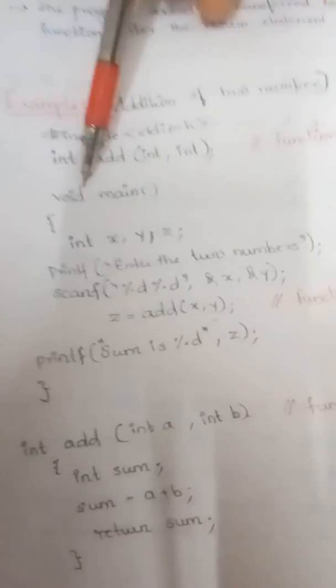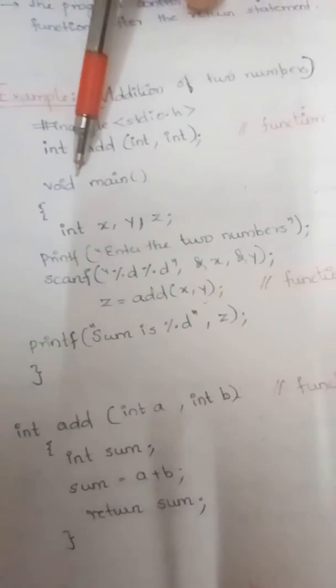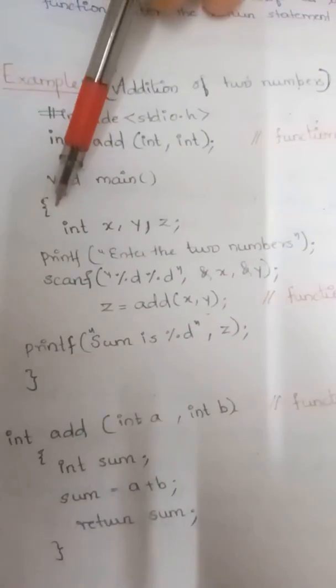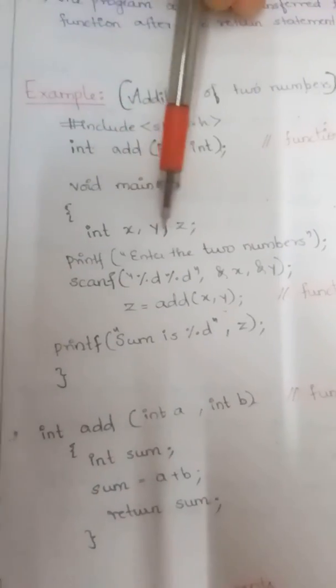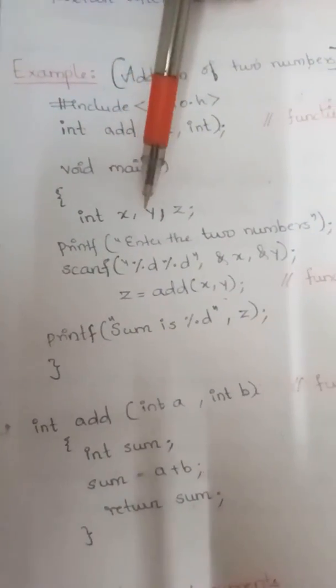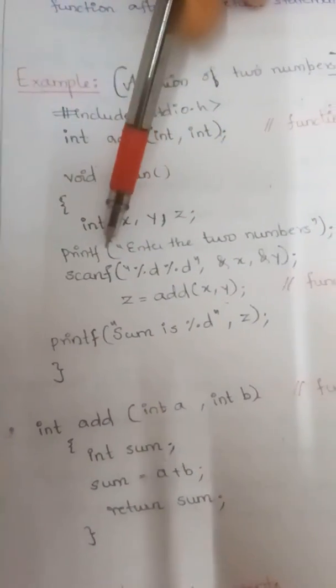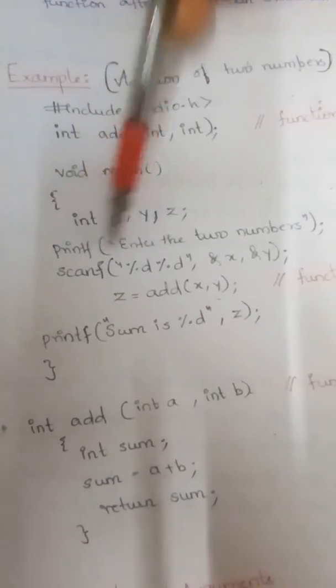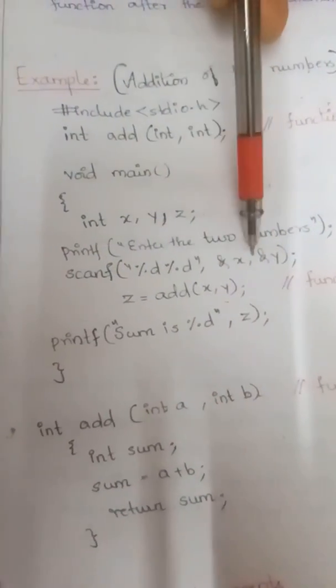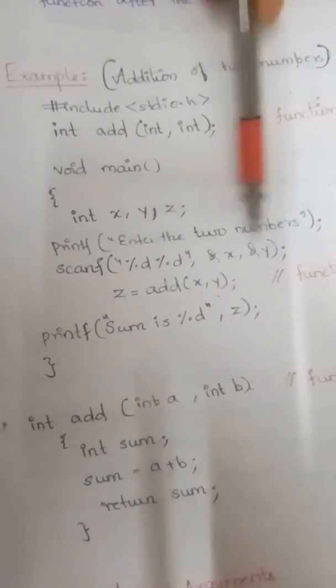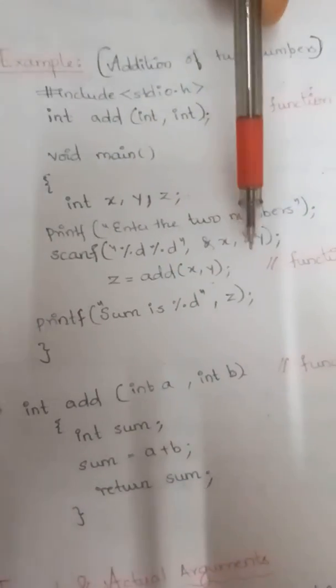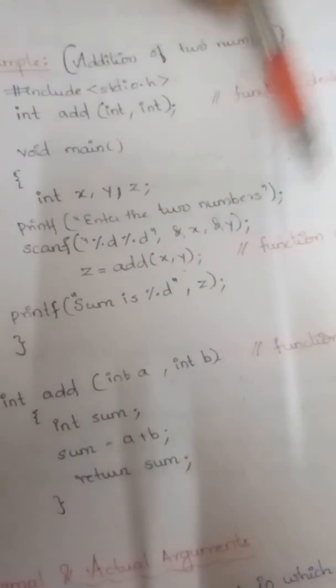Then you are using your main function, open your curly braces, and you're declaring the variables that are necessary. I am giving x, y, z. After that I am getting the input, that is, enter the two numbers. I have entered and stored the numbers in x and y. Next step, as I told you, is the function call.